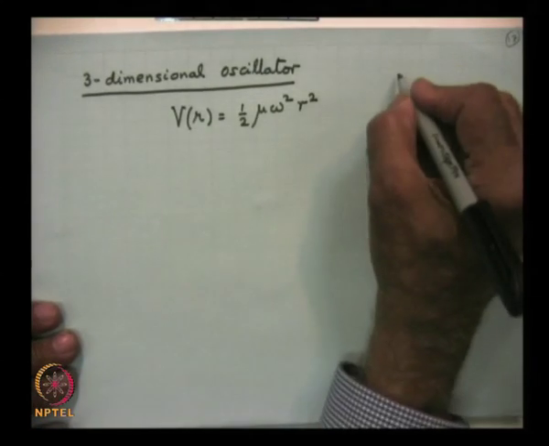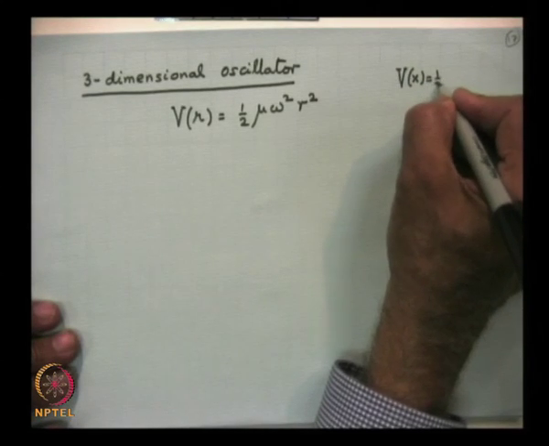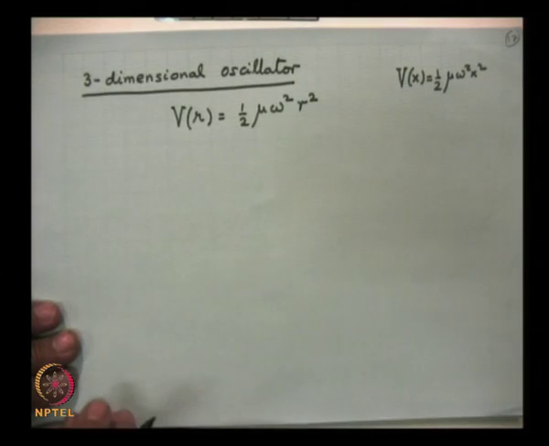You may recall that we had solved V of x is equal to half mu omega square x square. This we had solved. Now, there are two methods of solving this problem, and we will briefly discuss both of them. Actually, I will leave them as problems, and first I can convert this into Cartesian coordinates and solve by the method of separation of variables.